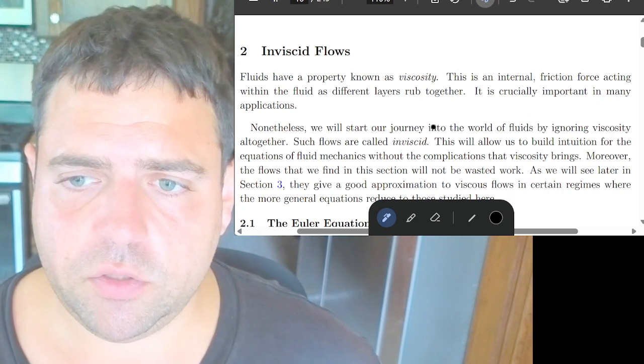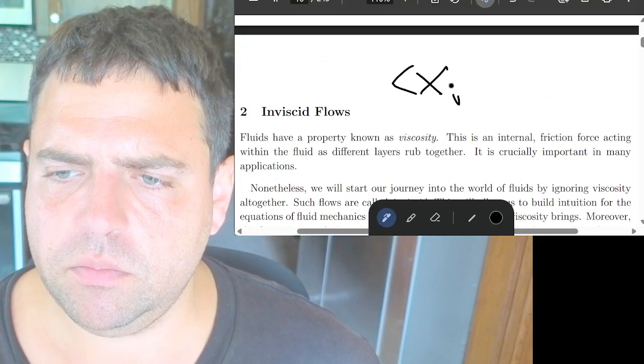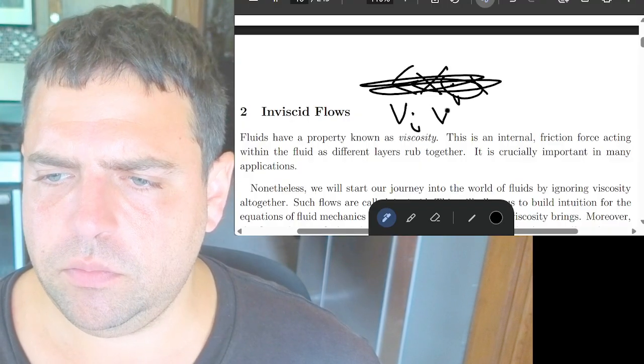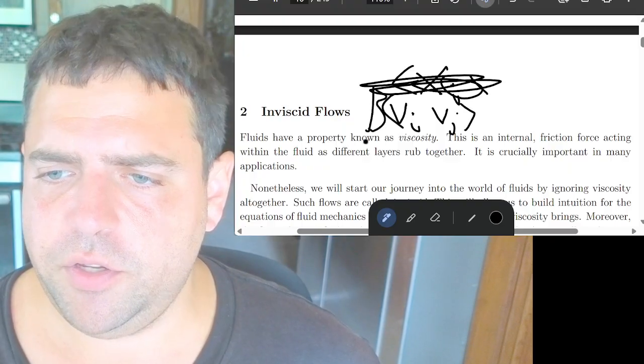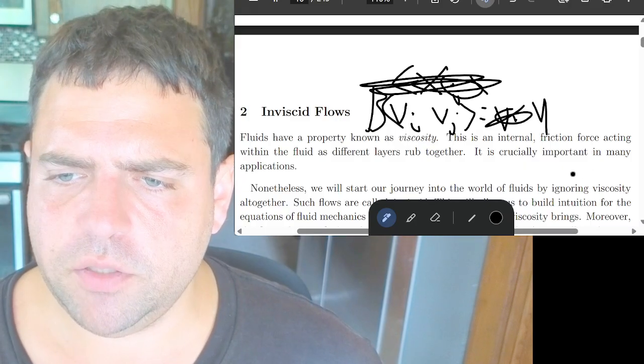Okay, inviscid flows. So we talked about viscosity a little last time. Remember, viscosity is a second moment. Plus some constants, here is viscosity. That's how we write viscosity.